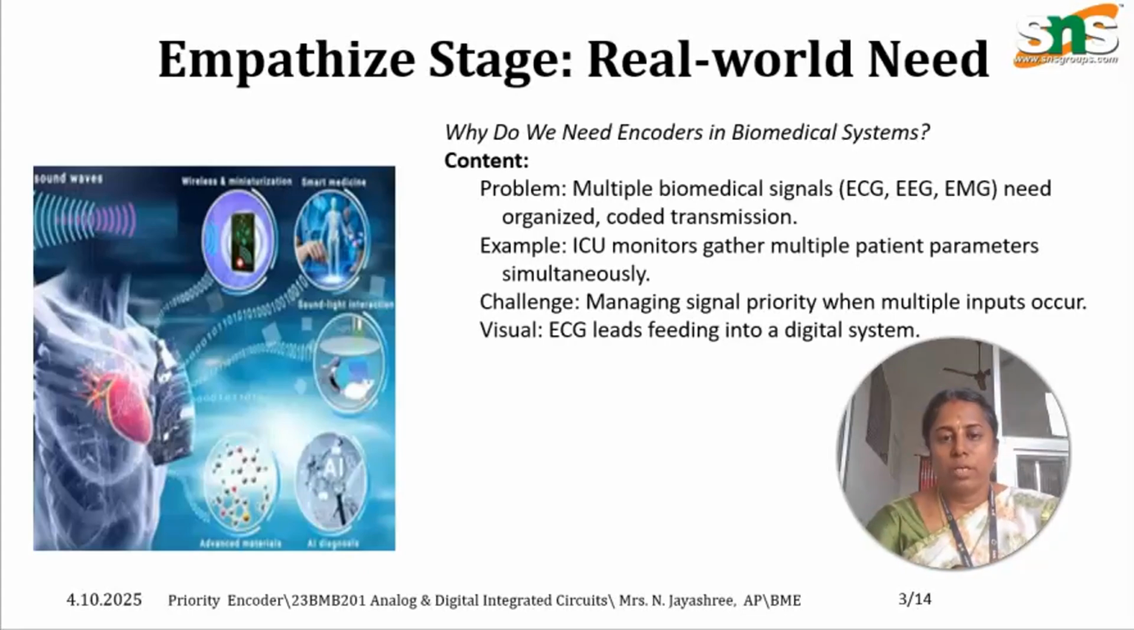The problem is that multiple biomedical signals, ECG, EEG, EMG, need organized and coded transmission. For example, ICU monitors gather multiple patient parameters simultaneously, whether it is emergency, inpatient or outpatient. So this is the challenge here: managing the signal priority when multiple inputs occur. This is the ECG leads feeding into a digital system.